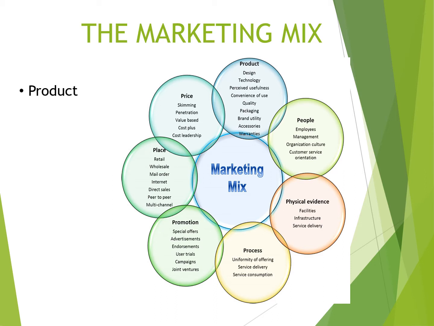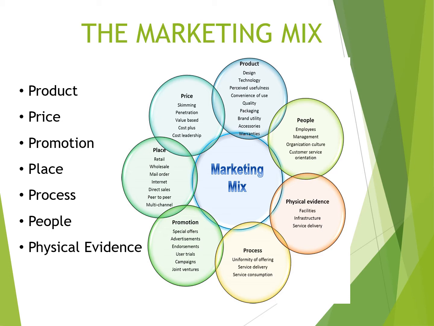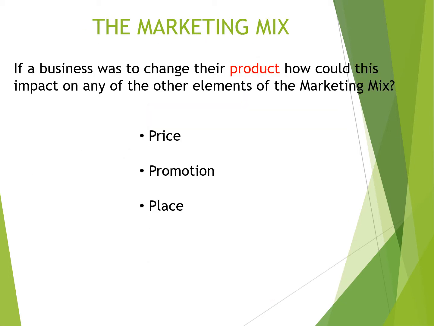So this slide here is really just a diagram of the different elements of the extended marketing mix, and the elements we're going to look at are product, price, place, promotion, people, process, and physical evidence. And by the end of this, after we've discussed product, we are going to be able to ask the question, if a business was to change the product, how could this impact on the other elements of the marketing mix? And the other elements we're interested in at the moment are the main ones: price, promotion, and place.